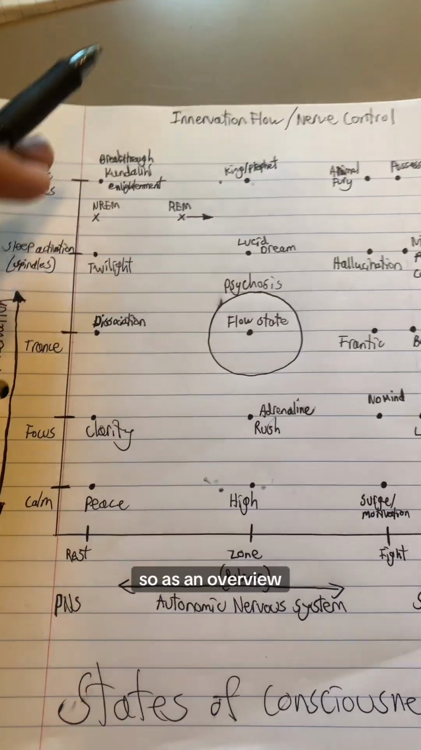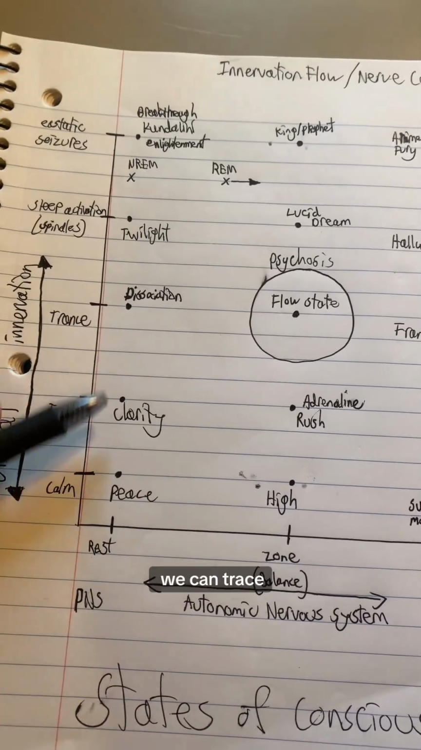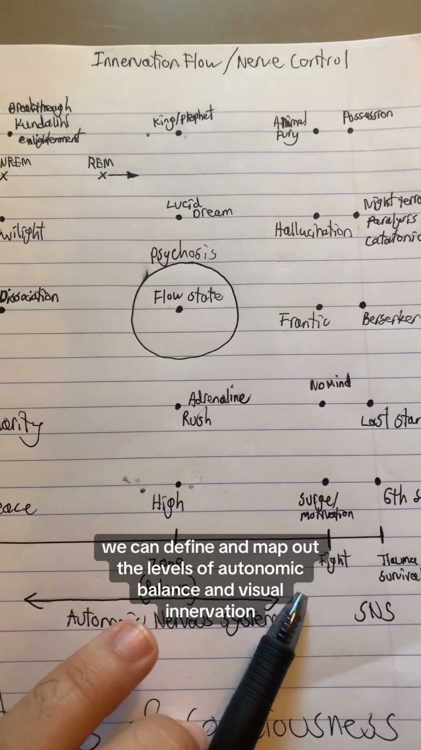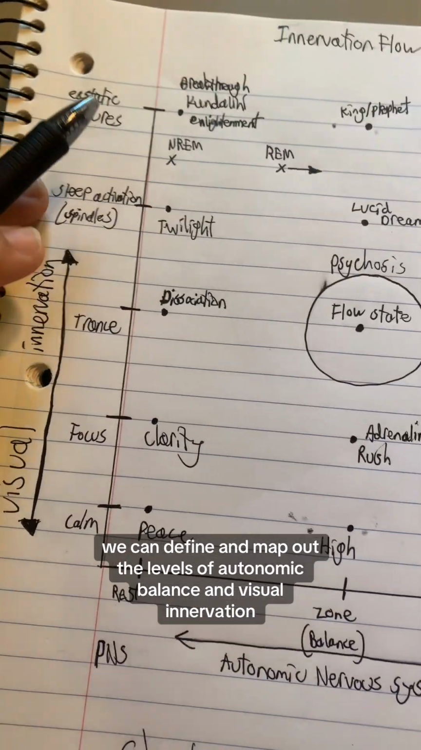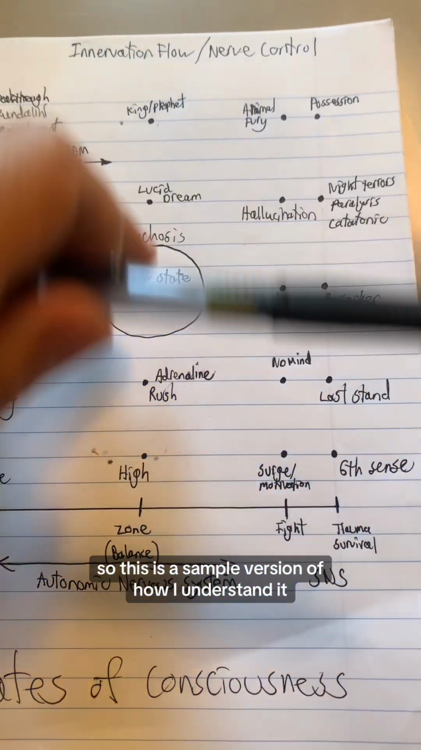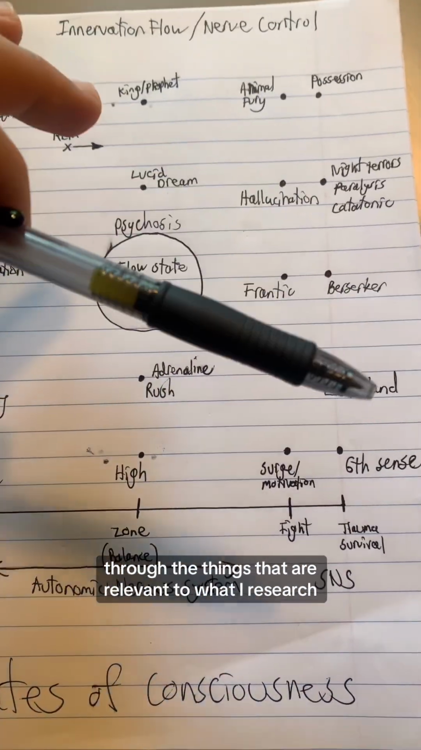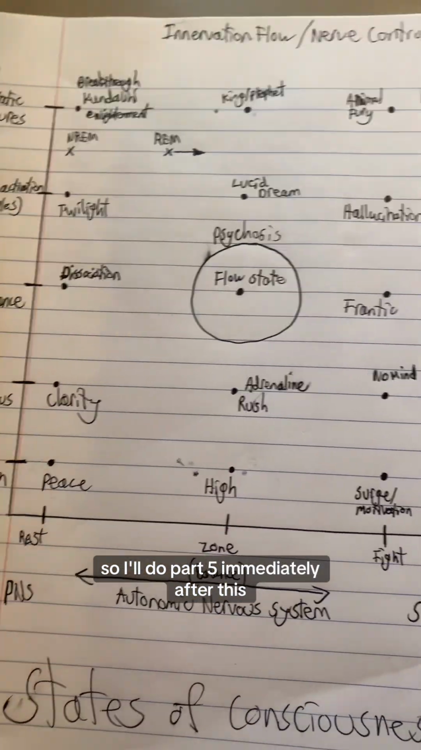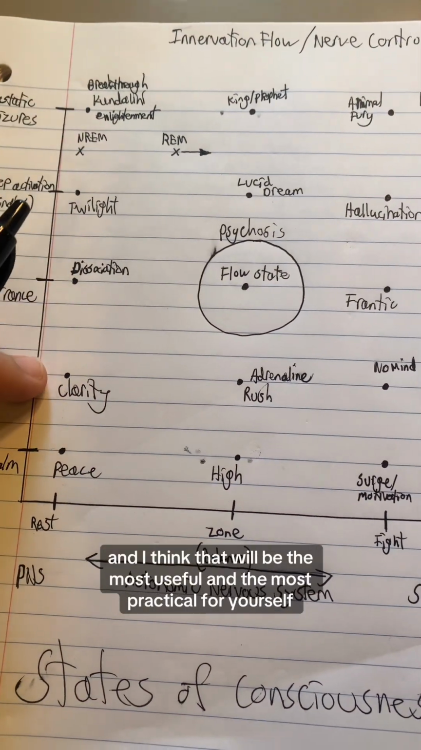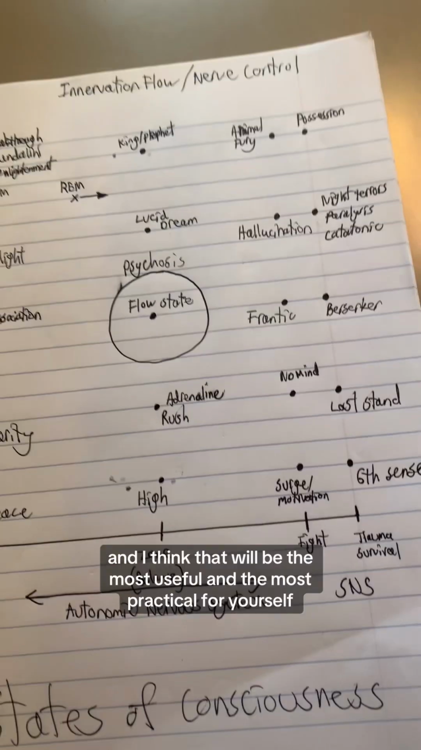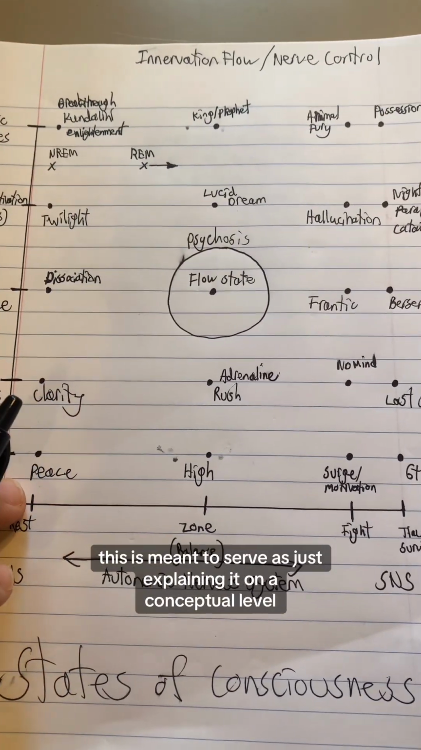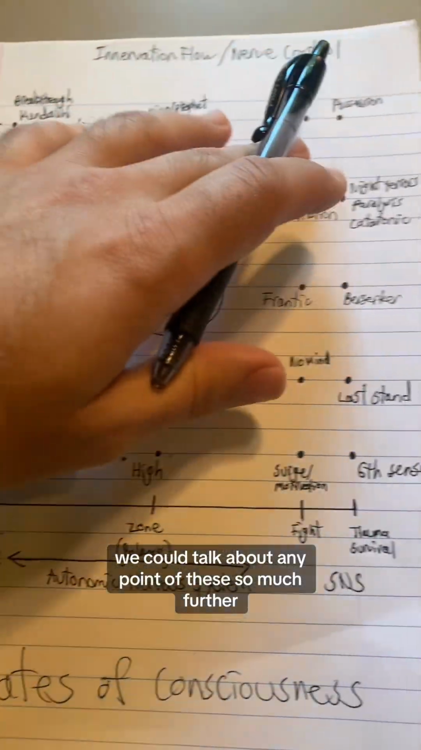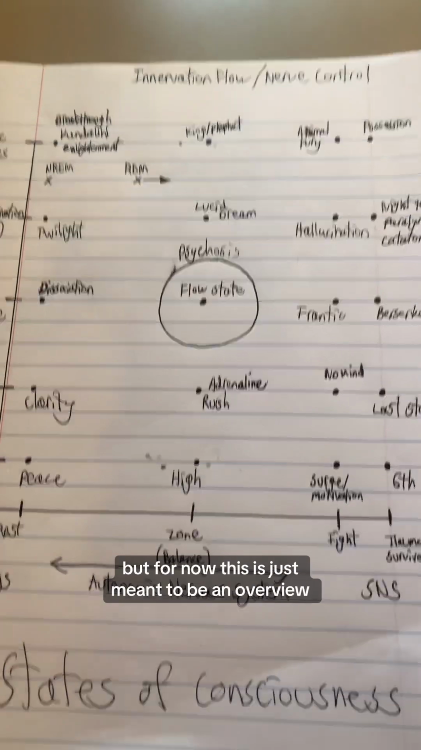So as an overview, we can trace, we can define and map out the levels of autonomic balance and visual innervation. So this is a sample version of how I understand it through the things that are relevant to what I research. So I'll do part 5 immediately after this, and I think that will be the most useful and the most practical for yourself. This is meant to serve as just explaining it on a conceptual level. We could talk about any point of these so much further, but for now, this is just meant to be an overview.